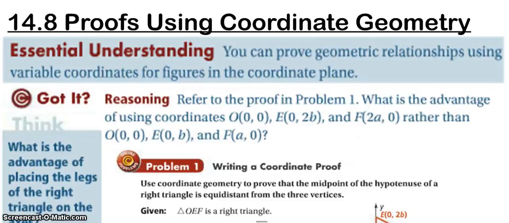Hello again, guys. We're here in 14.8 to talk about proofs using coordinate geometry. You can prove geometric relationships using what we know about figures in the coordinate plane, and we're going to talk a little bit also about how we make things easier. So please work through problem 1 and then come back so we can talk about why it's advantageous to use the values of 2b and 2a as opposed to just a value of b and a value of a.